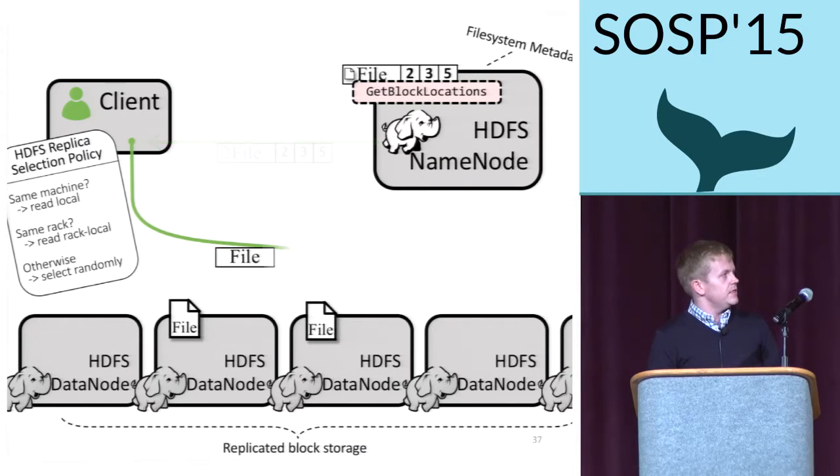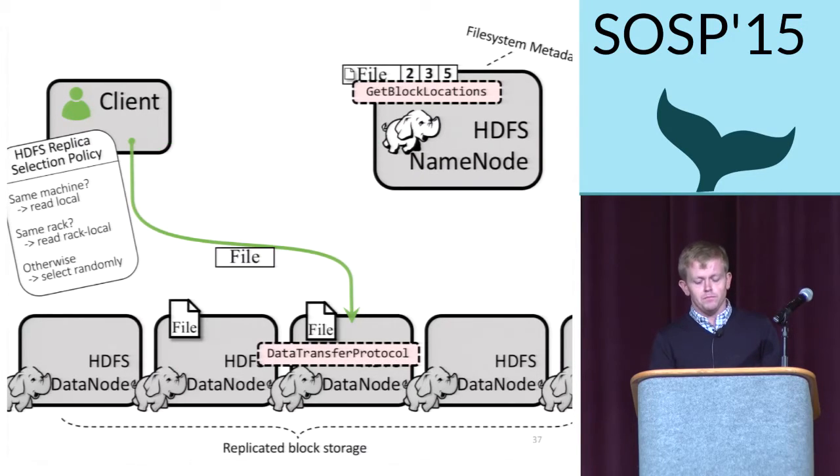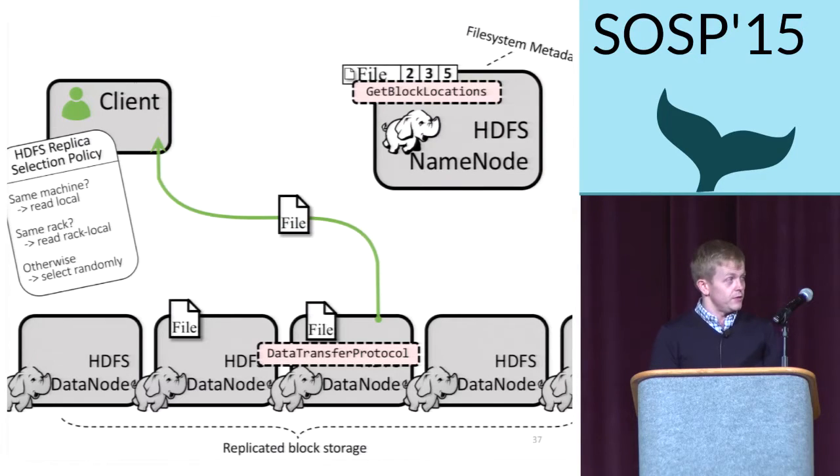Once a replica is selected, the client contacts the replica to read the file. The client invokes the data node's data transfer protocol, which subsequently returns the contents of the file.